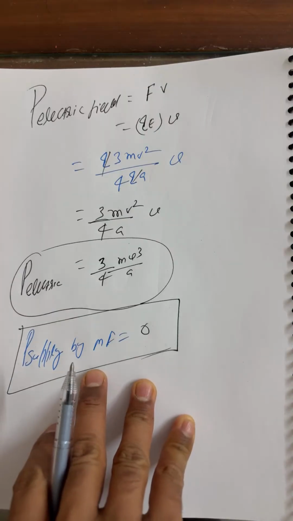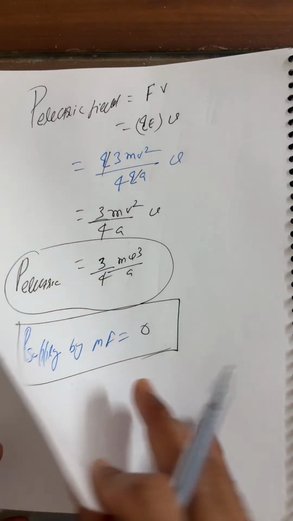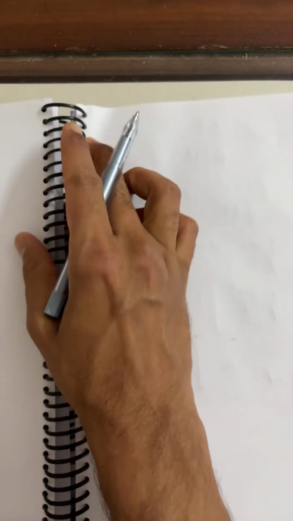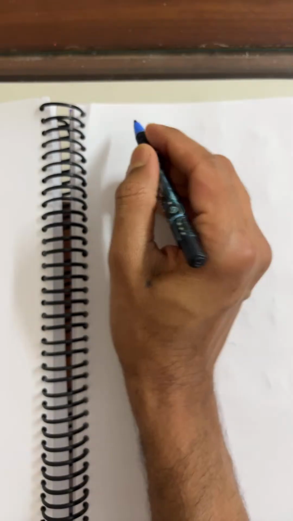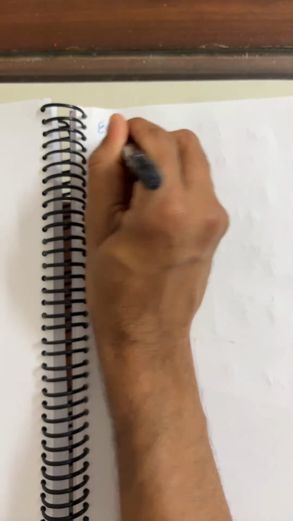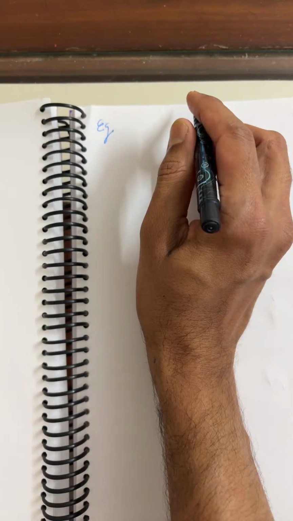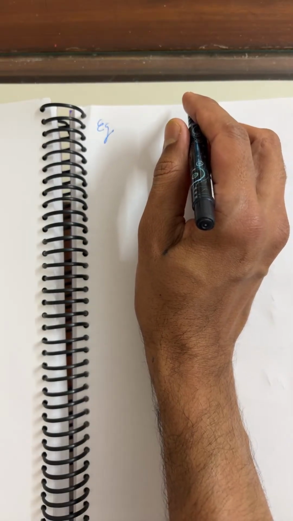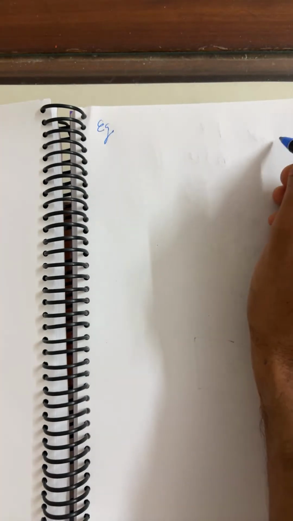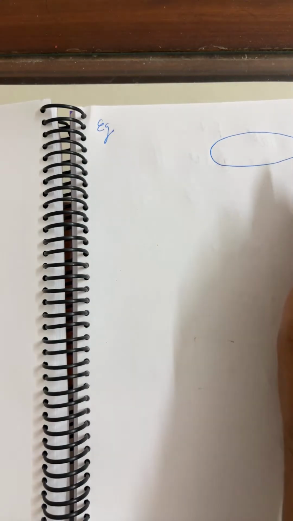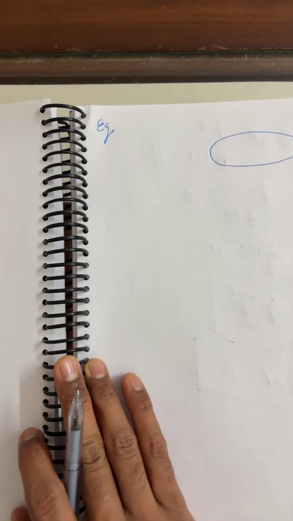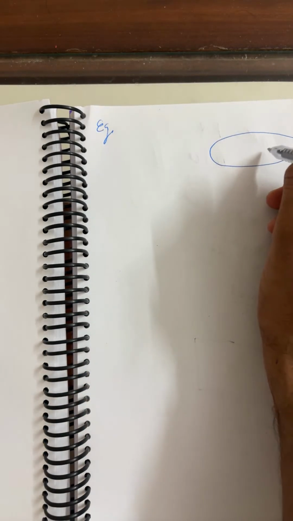Now students, have a look at the next question. This is the next question here. A circular wire loop of radius r.